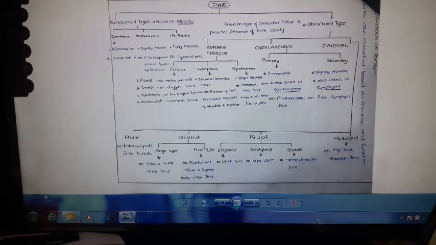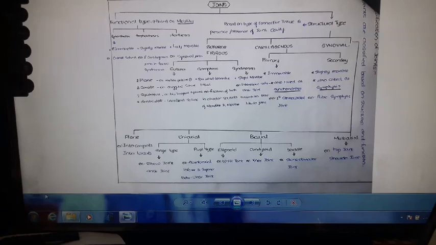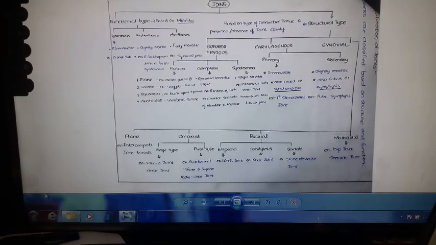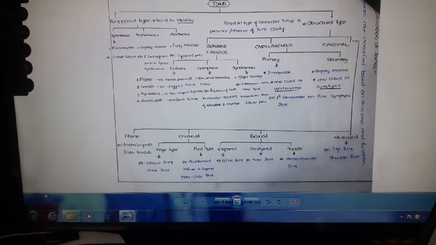Where are immobile joints present in our body? In the cranium. In the cranial vault they have sutures. Those sutures are immobile type. They can't move. That's why they are called immobile type.